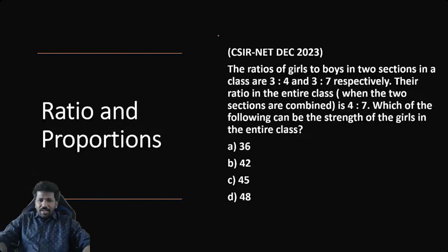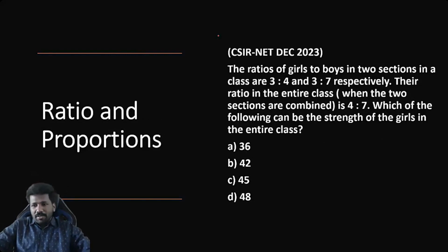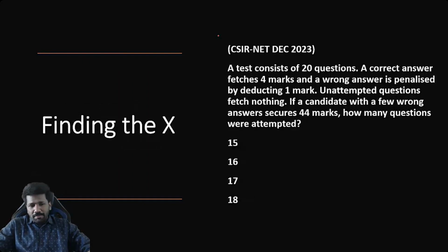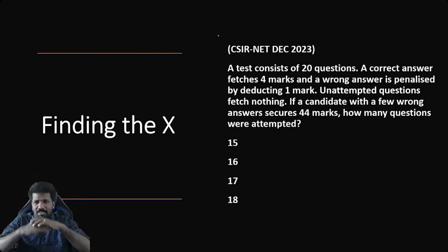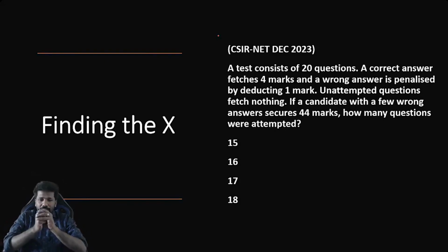Ratio and proportion chapter is a continuation of percentages. There was a ratio proportion question in December 2023. You can expect one question from this chapter on average. Next chapter is finding the x. Finding the x means mainly linear equation questions. But in many questions, even if you don't use linear equations, the answer can be found by option elimination.